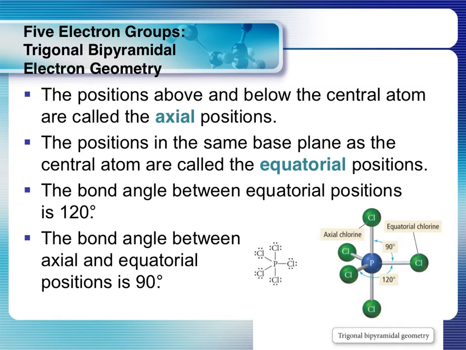All right, so the ones that go straight up and down are called axial positions. The ones coming out of the equator are called equatorial positions.